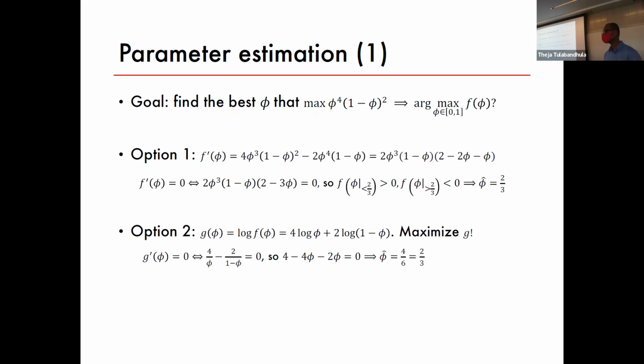Here's a second option, which is also something you've done before: you can take a monotonic transformation of this function. Instead of maximizing f(p), you can maximize the log of f(p). This is a common trick for maximizing likelihood: instead of maximizing likelihood, we maximize the log likelihood. If you take a log, you get a function like this, and this function seems a little simpler than the previous one. The derivative of log p is 1 by p, and similarly the derivative of log of 1 minus p is minus 1 by 1 minus p. Given that, you also get the solution 2/3.